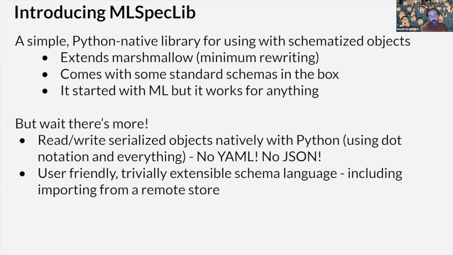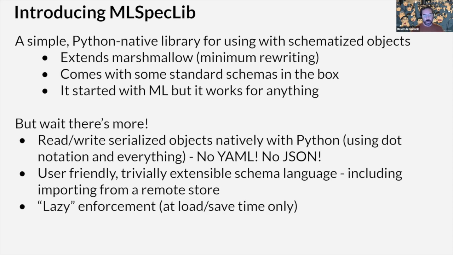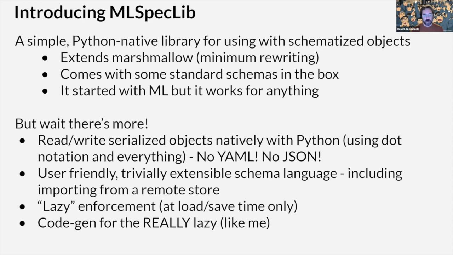So if you have your own schema that you want to extend it with, and it's just hosted on GitHub, we can do that. It also does lazy enforcement. So if you have an object that's going to change many times, it's okay to instantiate it once, and only when you save it or try and serialize it will it do enforcement, which is something that you run into a lot. And then it does code gen for the really, really lazy like me.